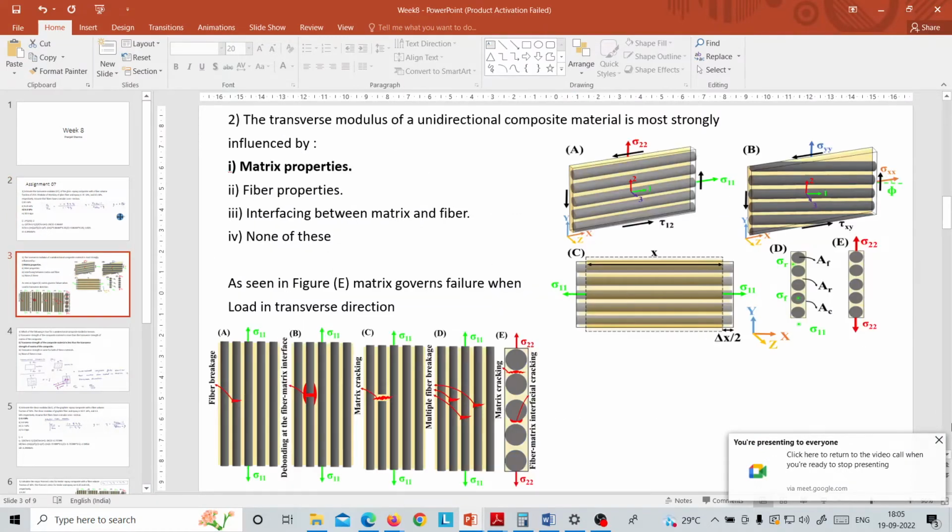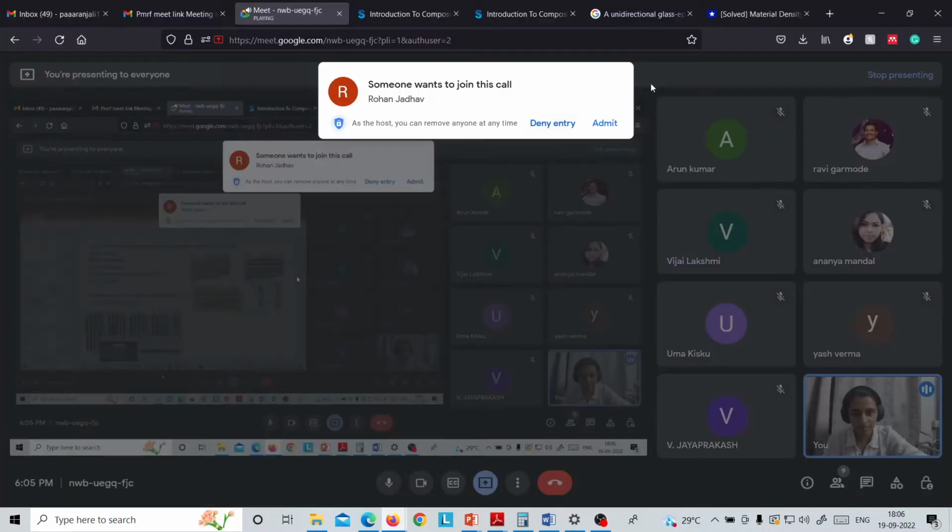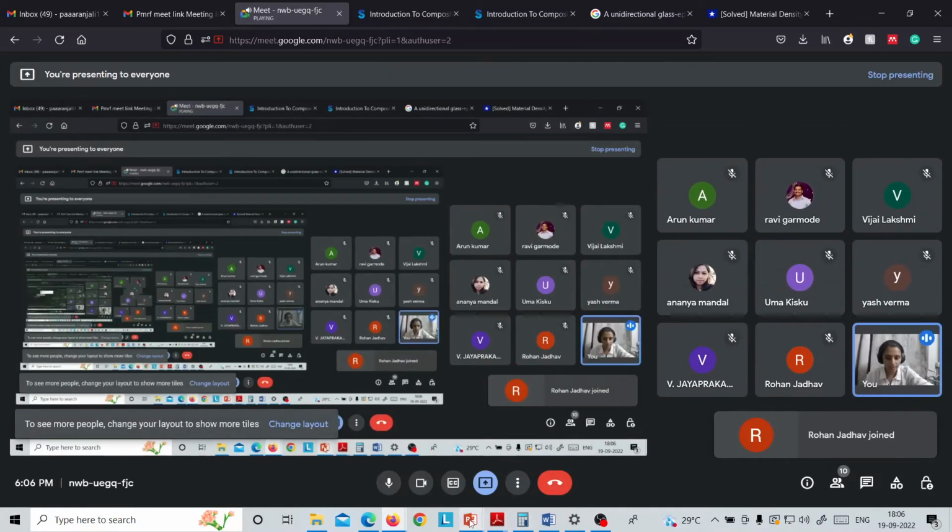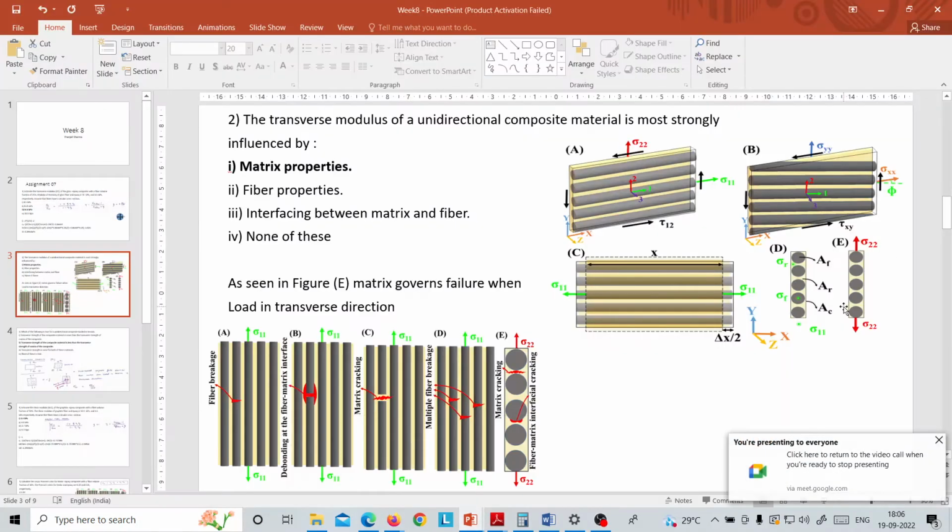So now moving to the next question. It is asked that transverse modulus of unidirectional composite material is strongly influenced by which of the following properties. So this is a composite. We have fibers in this particular orientation. When stresses are applied along the direction of fibers, then they are known as longitudinal stresses. But if we apply them perpendicular to the direction of the fibers, then it is known as transverse stresses.